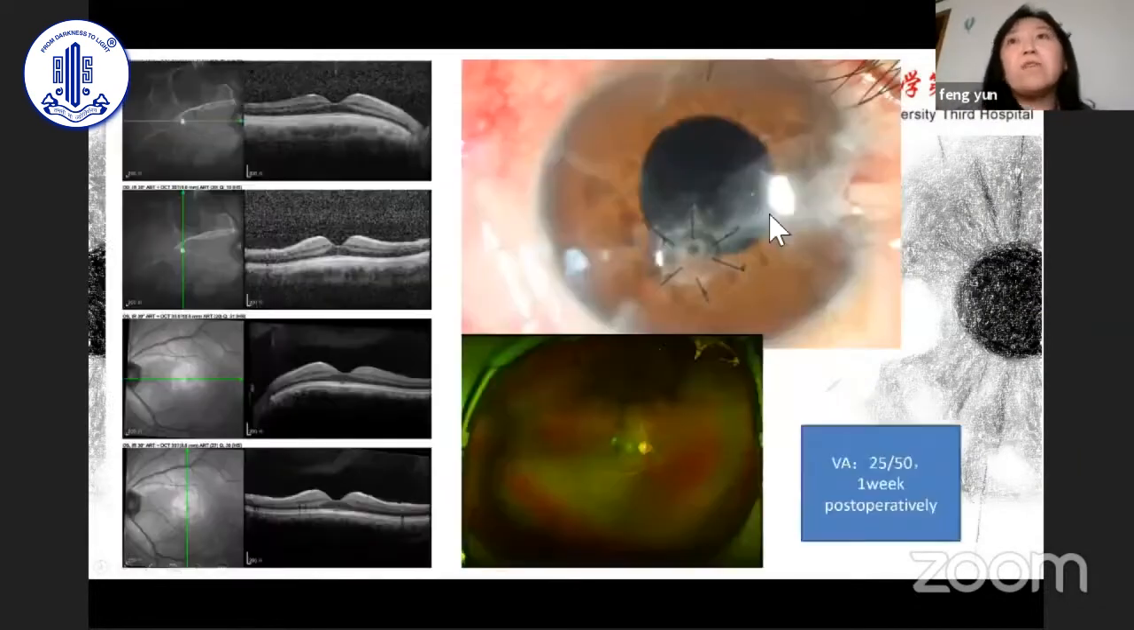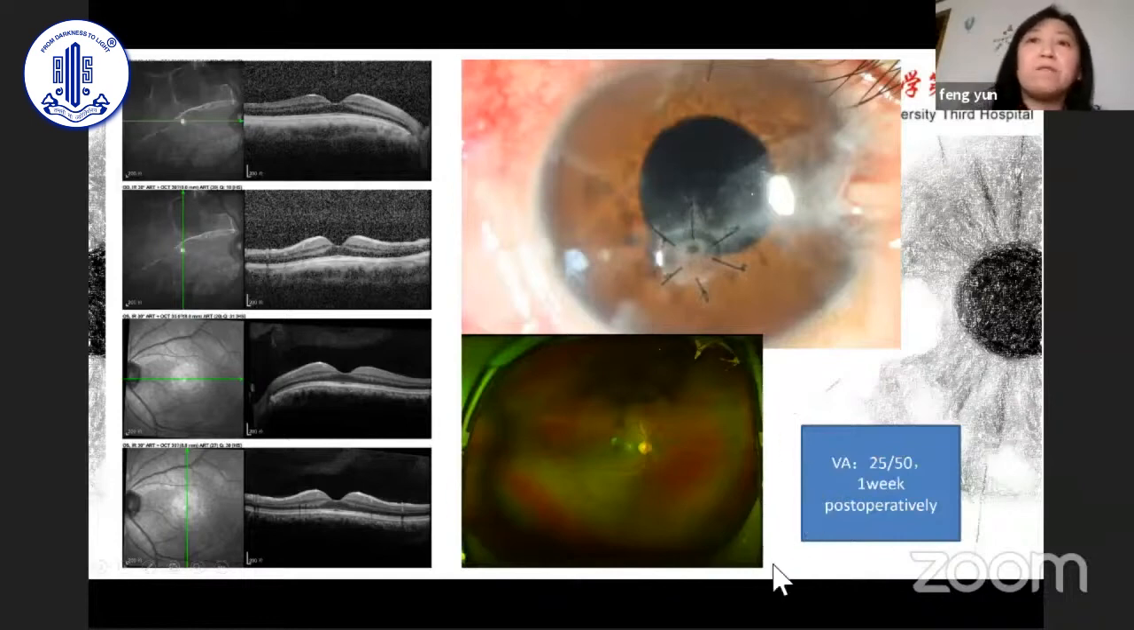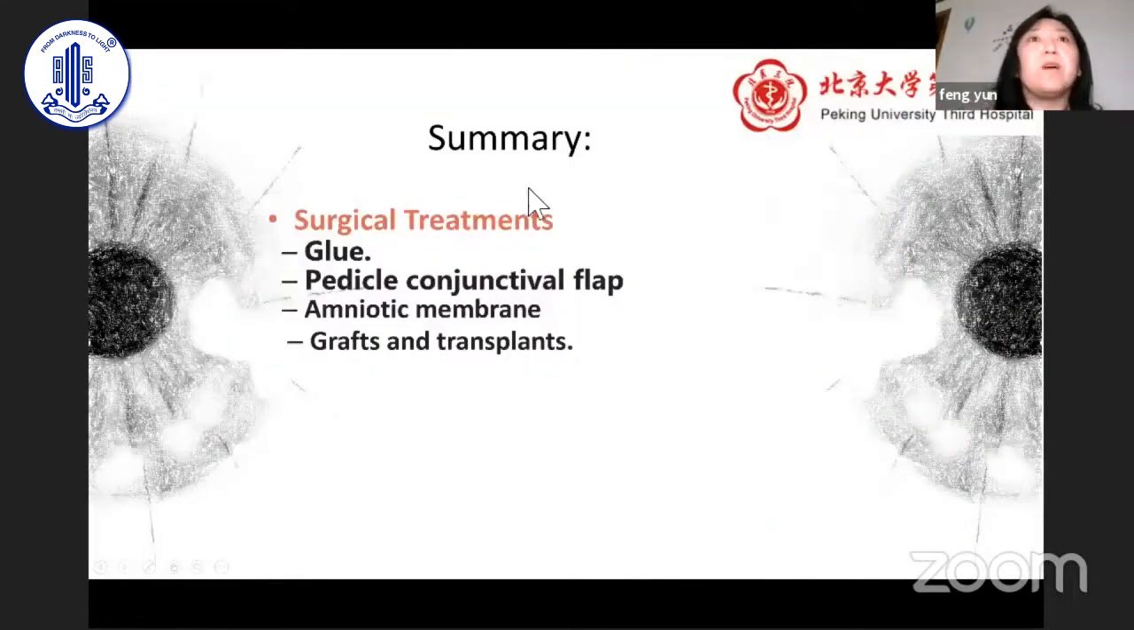So these patients have very good results. We can see this is the corneal patch, and the visual acuity is 20/50. So it gives very good results if you find the reason and give the treatment.